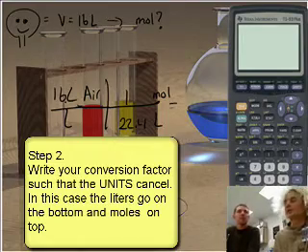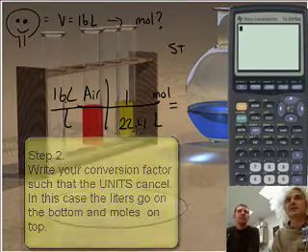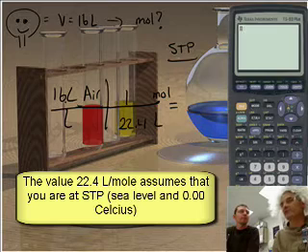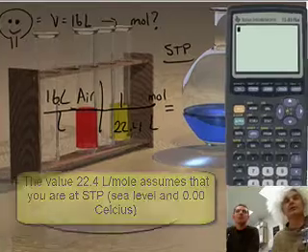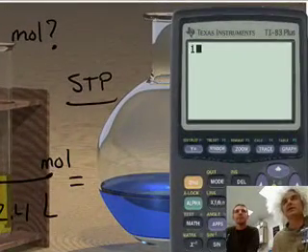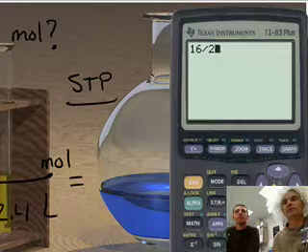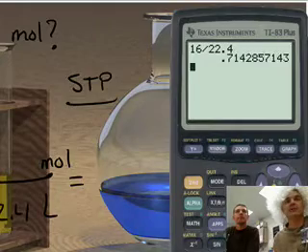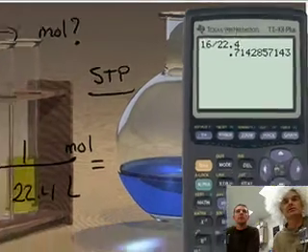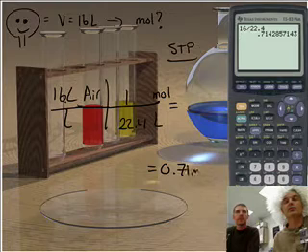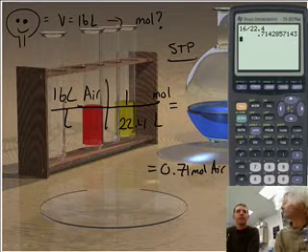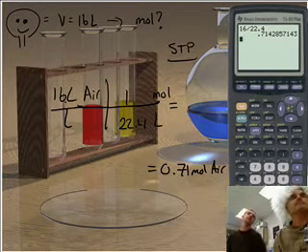Again, the 1 goes with the mole, and we're assuming this is at STP. It would probably say in the problem that it's at standard temperature and pressure, so 1 atmosphere, sea level, and 0 Celsius, which is 32 Fahrenheit. So you take 16 and divide by 22.4 because the 22.4 is on the bottom. The answer is 0.71 moles of air.